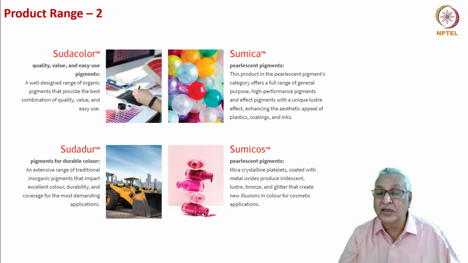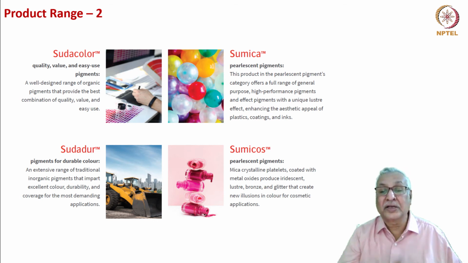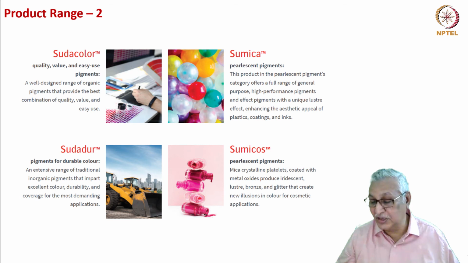And finally, pearlescent pigments called sumikos, which are microcrystalline platelets coated with metal oxides. They provide iridescent luster, bronze, and glitter that create new illusions in color for cosmetic applications. So you can see that from basic pigments to lustrous and offbeat pigments, the company has everything.